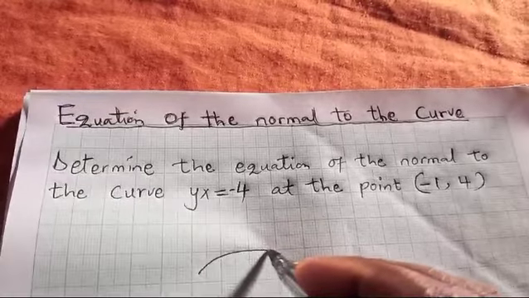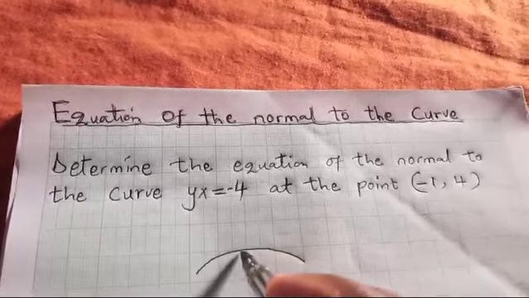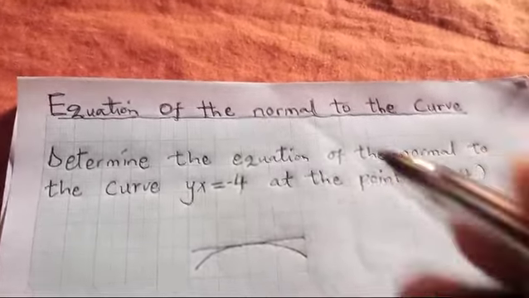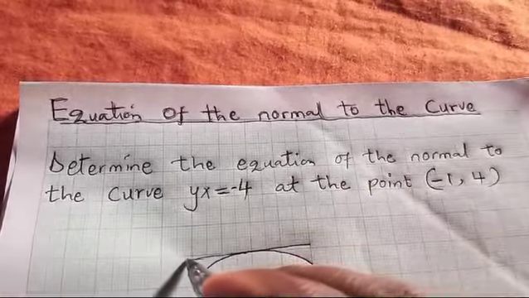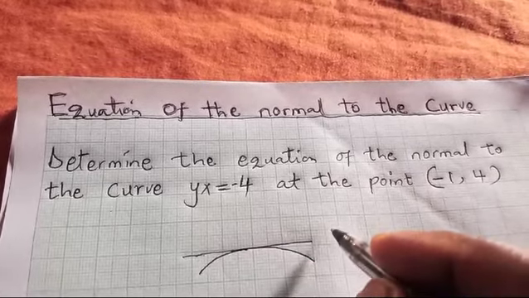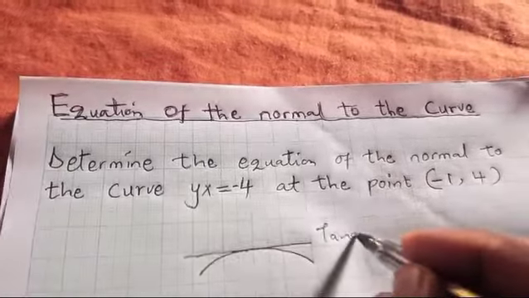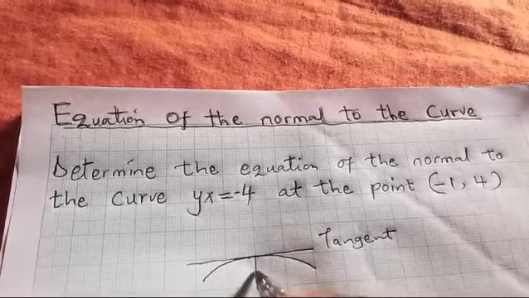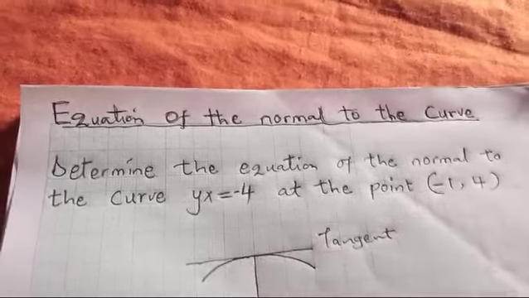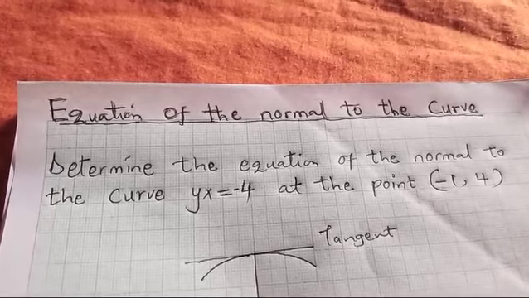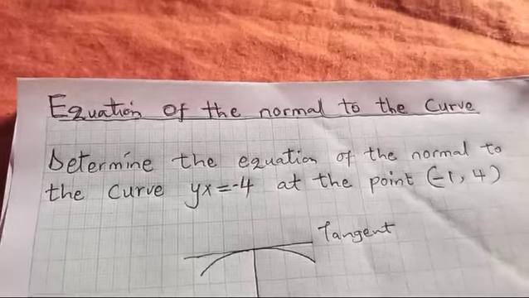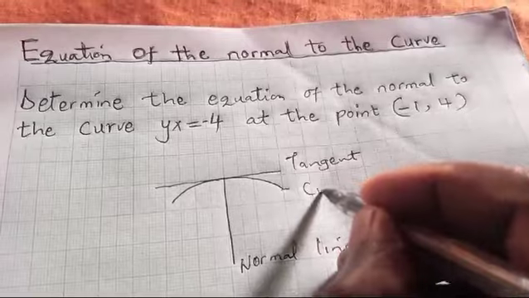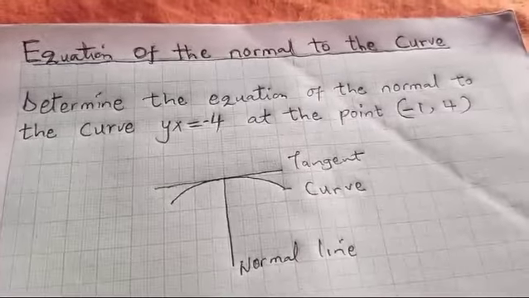using the curve. This is the curve that we have, and in our previous discussion I said that this line that touches one part of the curve is known as the tangent. This is what we call the tangent. Now there is another line that is like this. This line is what we call the normal line. And then, of course, this is our curve.